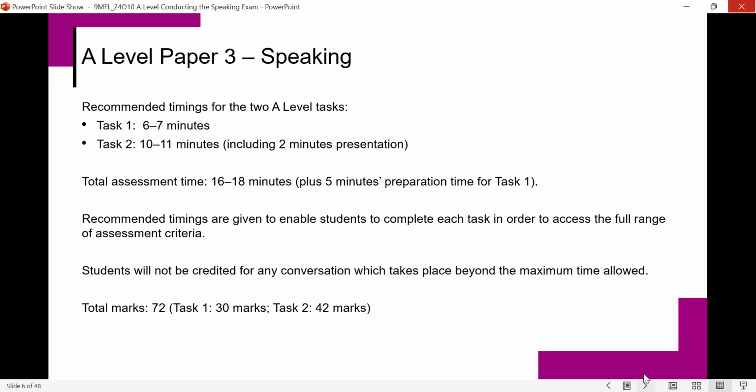And there are a total of 72 marks available for this assessment. So task 1 has 30 marks, that's the card discussion, and task 2 has 42 marks, which is the discussion about the independent research project and the presentation. In fact, what happens is it's 30 marks for task 1, 12 marks for the presentation, and then 30 marks for the follow-up discussion. And you will notice as well in the specification and the sample assessment materials that the mark scheme for task 1 and the second part, the discussion about the independent research project, is the same mark scheme. It's the same wording, the requirements are the same.